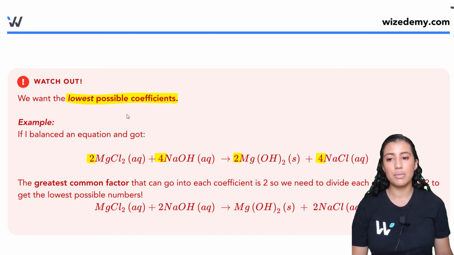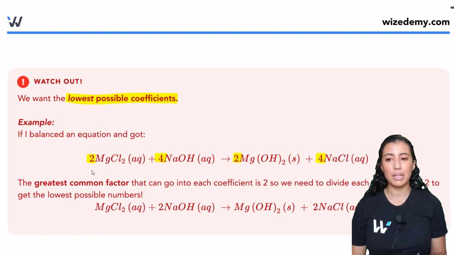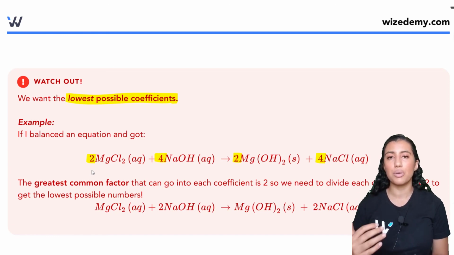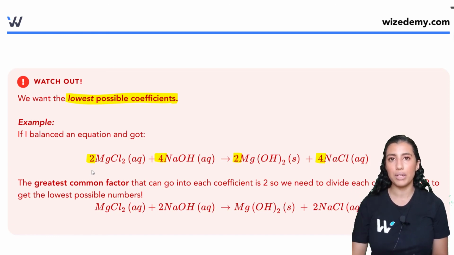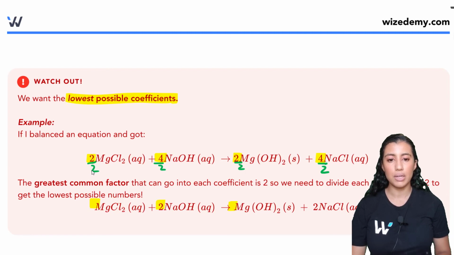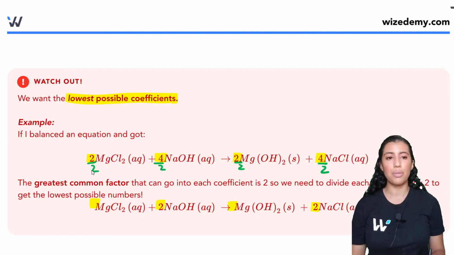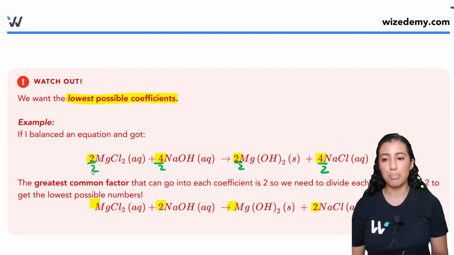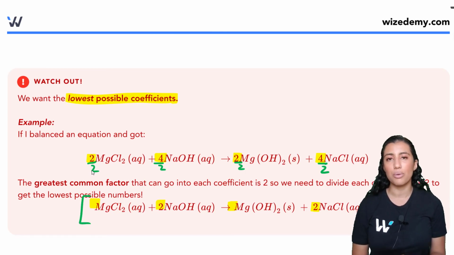I would not want to divide by 4 because 2 over 4 would get me 1/2, and again, I don't want fractions. But I would want to divide by 2 since 2 can go into each of those numbers. It's the largest number that can go into each of those. So if we're going to divide by 2, you're going to now see the new coefficients. So 2 divided by 2 is 1, 4 divided by 2 is 2, 2 divided by 2 again is 1, and 4 divided by 2 is 2. So now this is actually our correct balanced equation with the lowest possible coefficients.